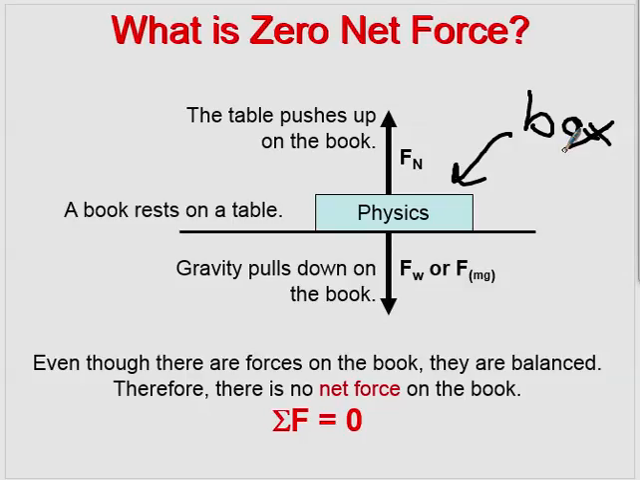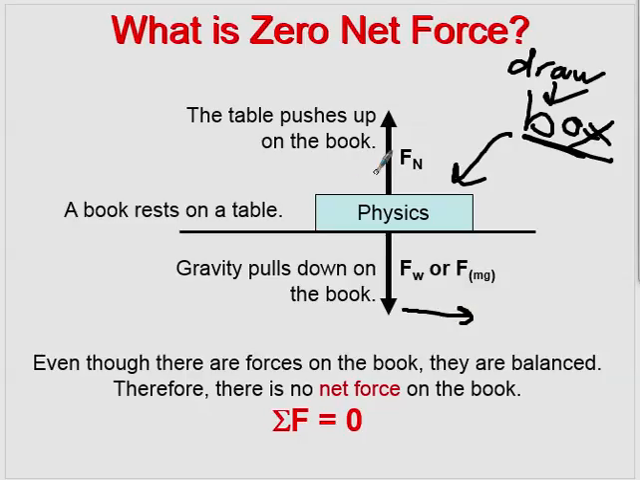If I say it's a car going up a hill, we're going to draw that as a box. If I say it's a cat falling through the air, that would be a box. If I say it's a person, the person becomes a box. So it doesn't matter what the object is, we draw the object as simply a box, okay? A nice little square. And then on that box, we're going to draw the different forces.